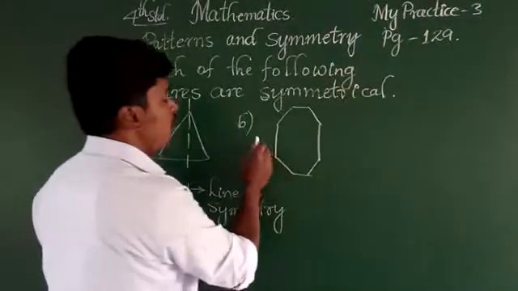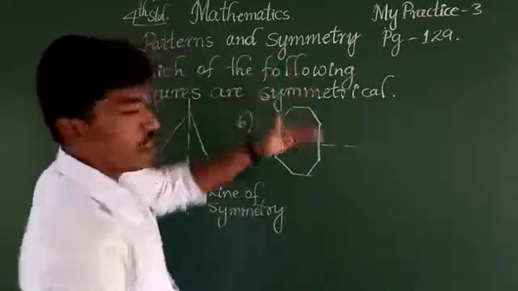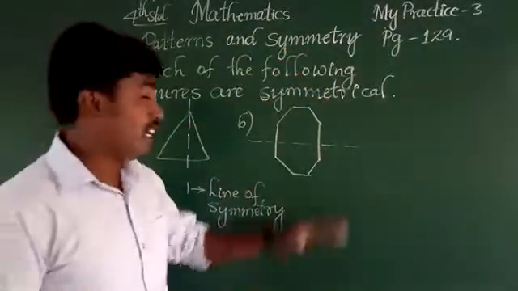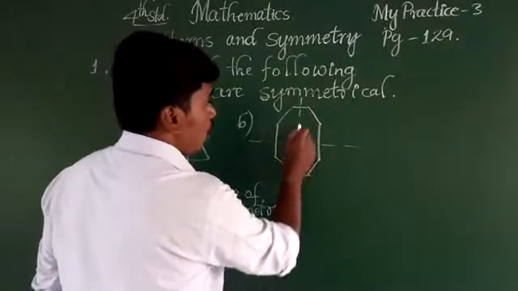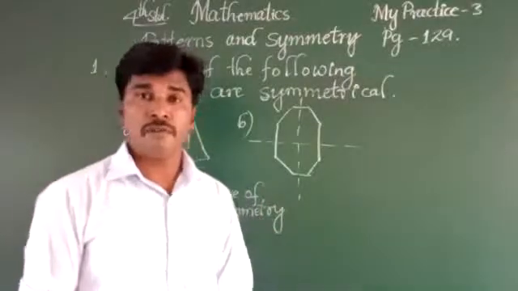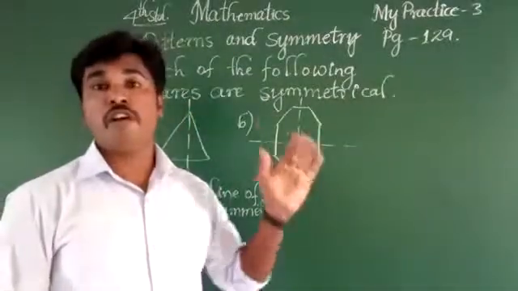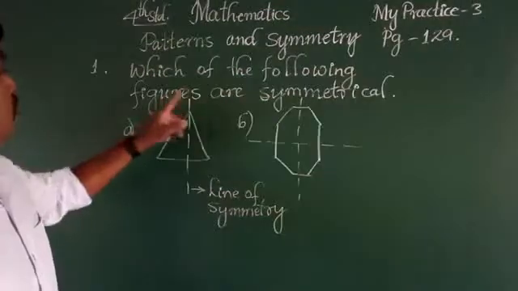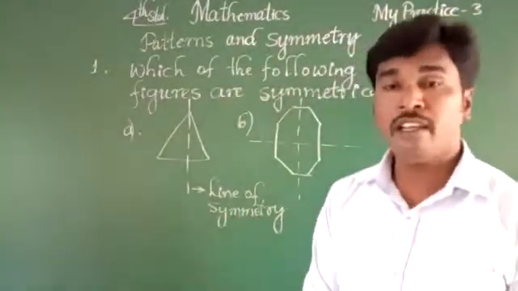Now you come to the second one. Here the line of symmetry you can draw horizontally, so it makes two equal halves. The top part exactly fits the bottom part, so it is a symmetrical figure. Or we can draw the line of symmetry vertically also. So it has two lines of symmetry, one horizontal and one vertical. Both the shapes are symmetrical in nature.